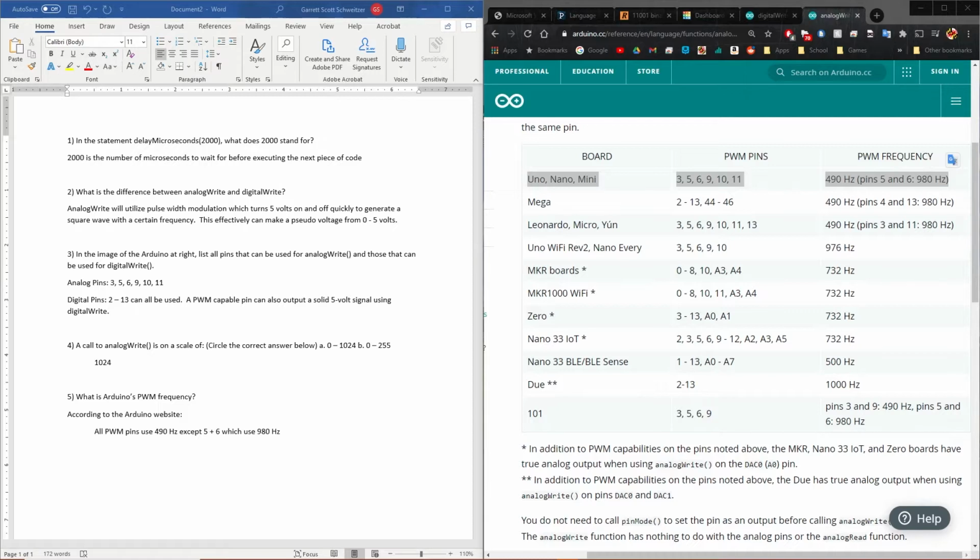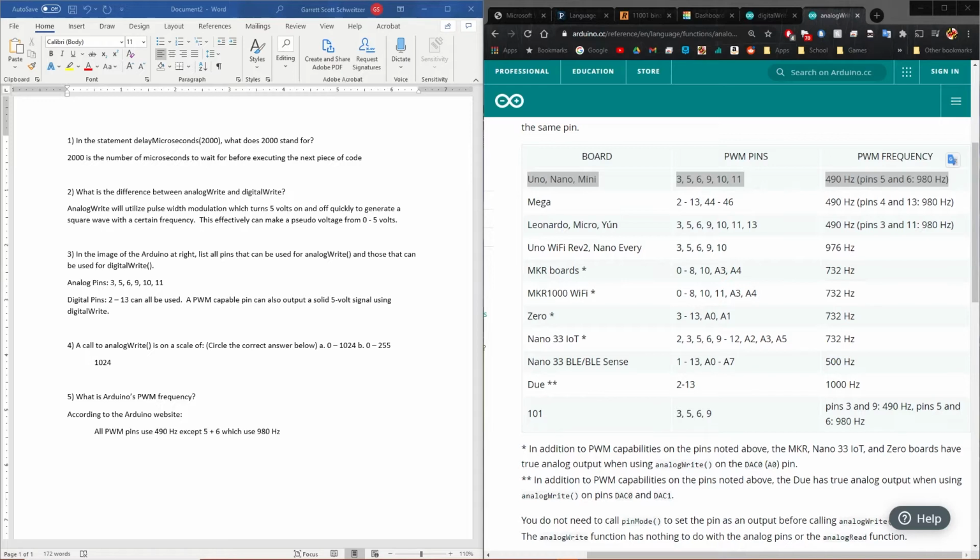Analog write and digital write. So analog write is going to use pulse width modulation, which basically, the Arduino can only output 5 volts, so it turns 5 volts on and off at a certain frequency to basically make a square wave, which is like a pseudo voltage between 0 and 5. The digital write basically is just 0 or 5 volts, high or low.